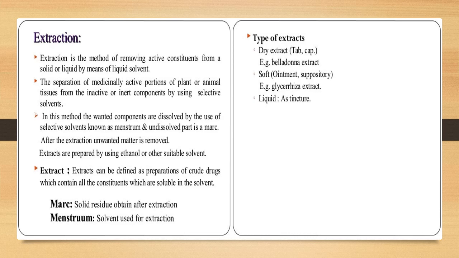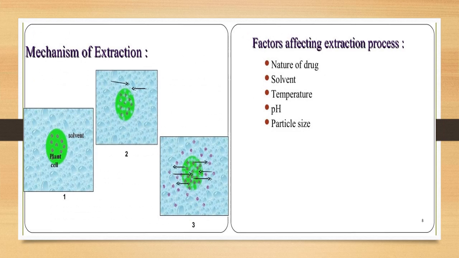Extracts are prepared by using ethanol or other suitable solvent. So what is an extract? It is a preparation of crude drugs which contains all the constituents that are soluble in the solvent. Then marc is the solid residue obtained after extraction, and menstruum is the solvent which is used for extraction. There are different types of extracts used to separate phytoconstituents from herbs. Some examples are dry extract, soft extract and liquid extract. The liquid form is used as a tincture.